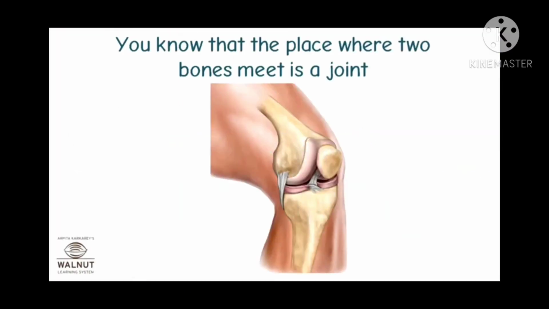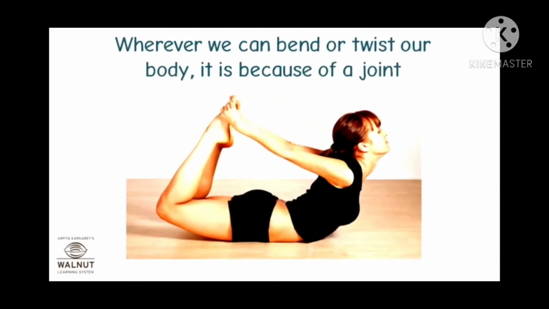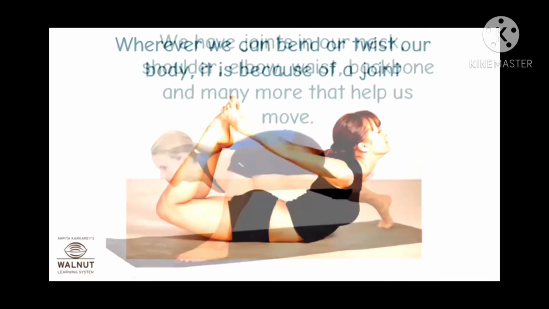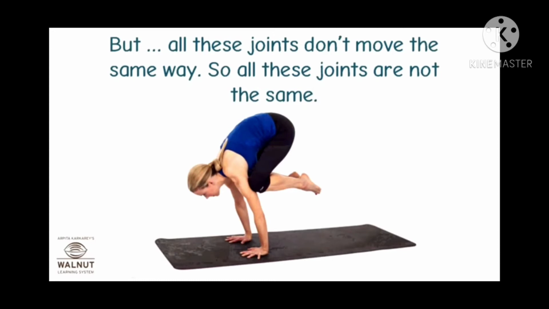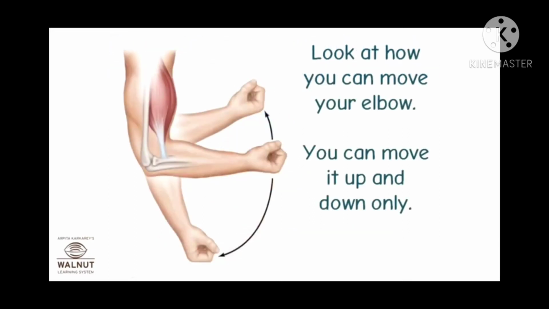Movable joints. You know that the place where two bones meet is a joint. Whenever we can bend or twist our body, it is because of our joints which are present inside our body. We have joints in our neck, shoulder, elbow, waist, backbone, and many more that help us to move. But all these joints do not move in the same way.